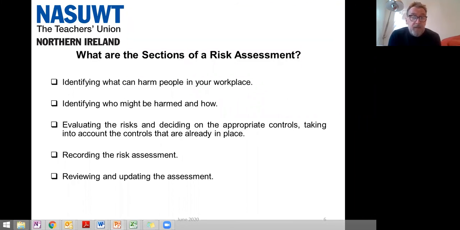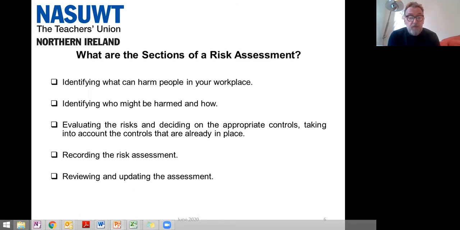So the first thing is we identify what can harm people in the workplace. Then we're identifying who might be harmed and how. Then we're evaluating the risks and deciding on the appropriate controls, taking into account the controls that are already in place. We're then recording the risk assessment and reviewing and updating the assessments.